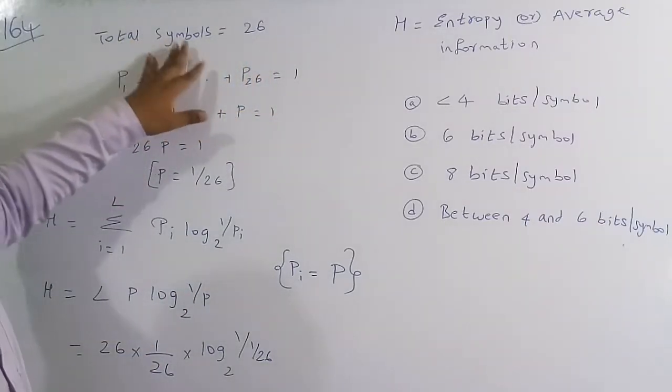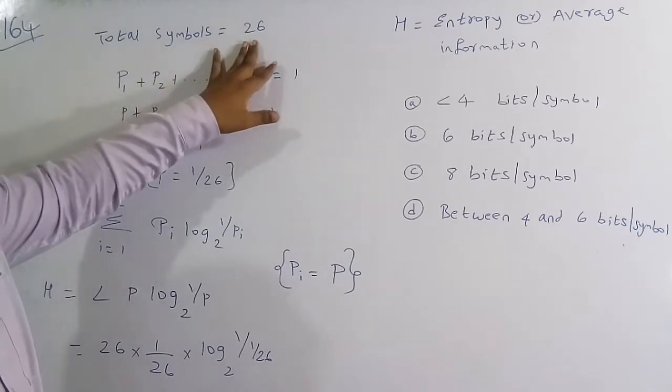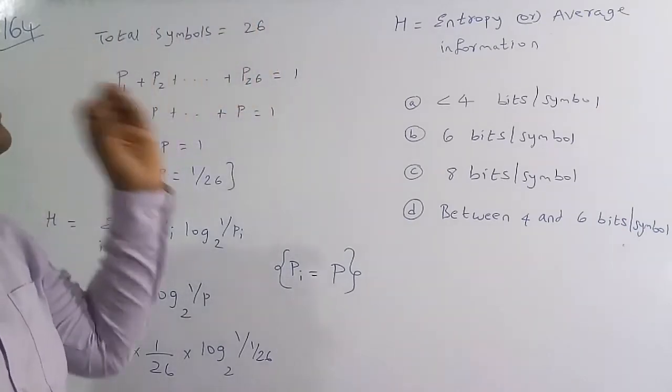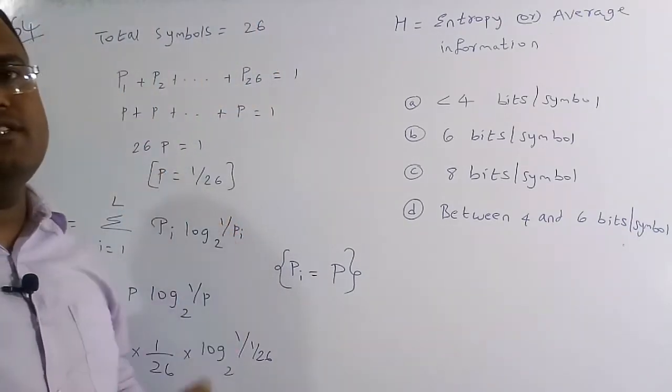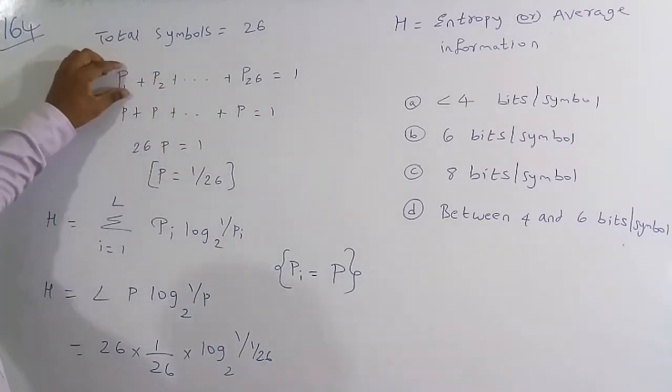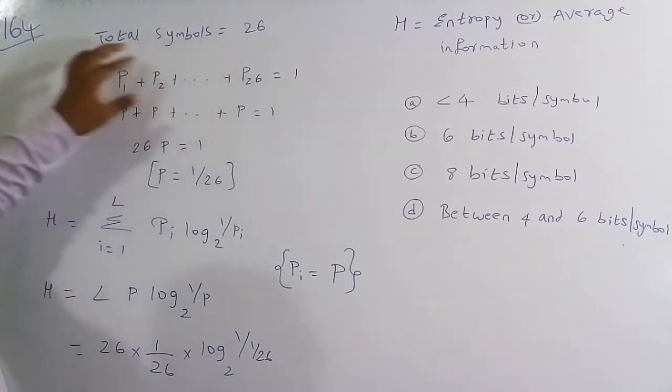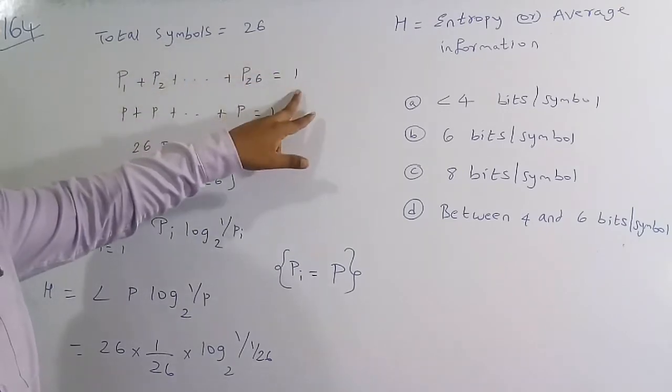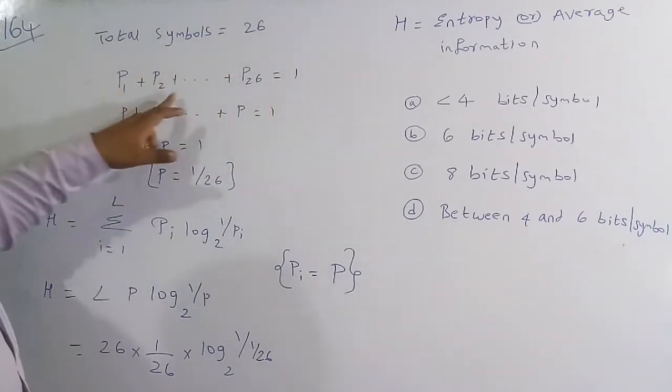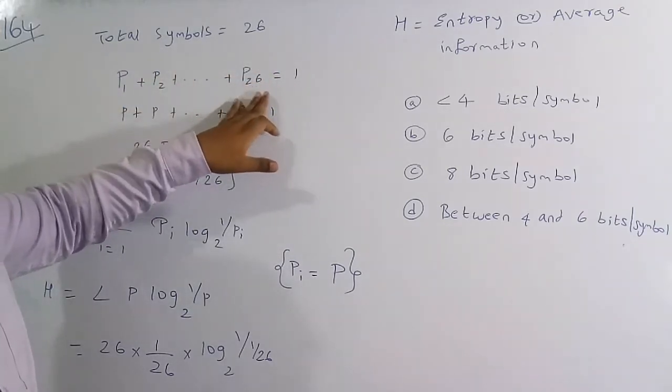So total symbols which are generated by the source is 26, and also they have told that for each and every symbol the probability is very same. So we already know that the summation of all the probabilities has to be equal to 1. So P1 plus P2 up to P26 is equal to 1.